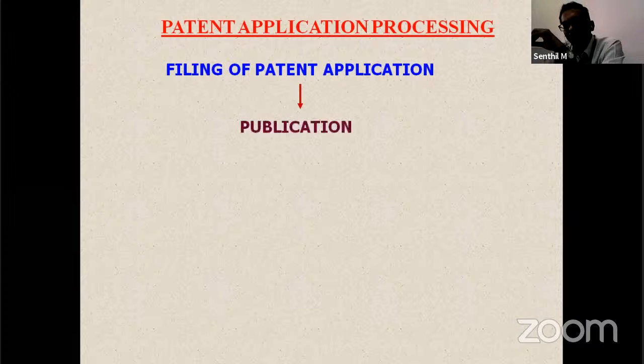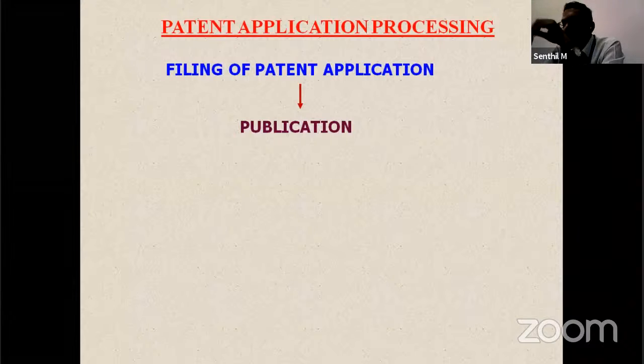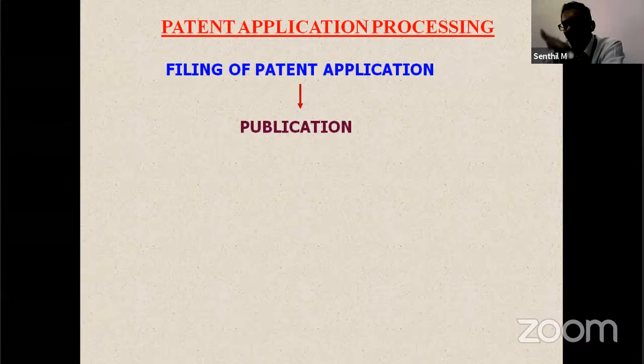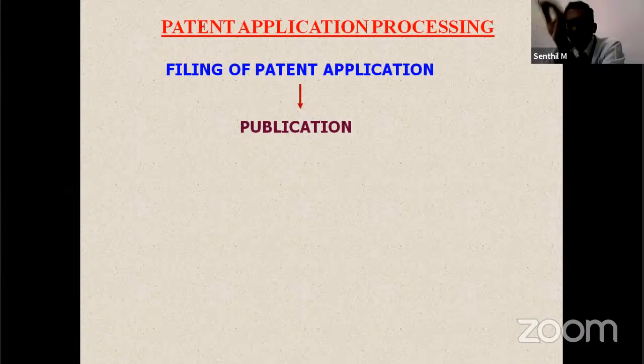So publication. The patent office will automatically publish your work in their Indian patent journal after 18 months. So till 18 months, your application will not get reflected anywhere. It will be under a waiting list.